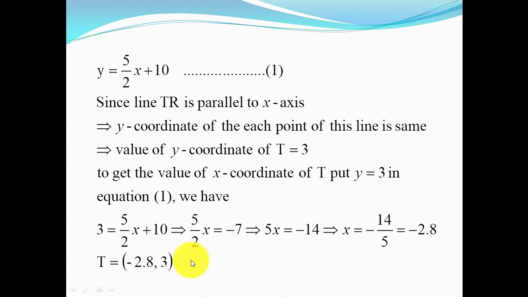So putting the value of y here, now move 10 from right to left, and its sign changes. Negative 10 plus 3 will be equal to minus 7. So multiply by 2 on both sides, and the 2 is cancelled, and this is equal to minus 14. Now dividing by 5, x is equal to minus 14/5, which is equal to minus 2.8. So the coordinates of T we have found are minus 2.8 comma 3.